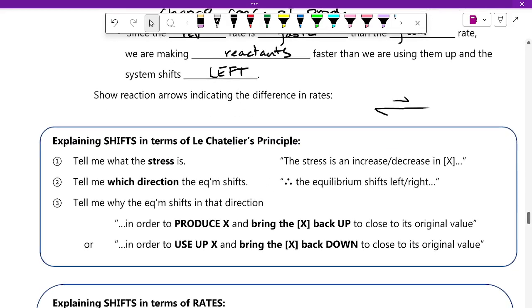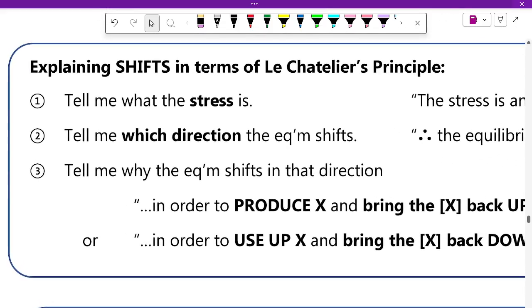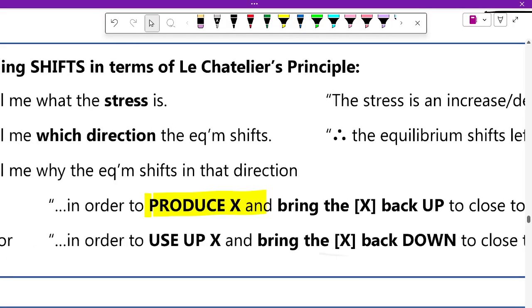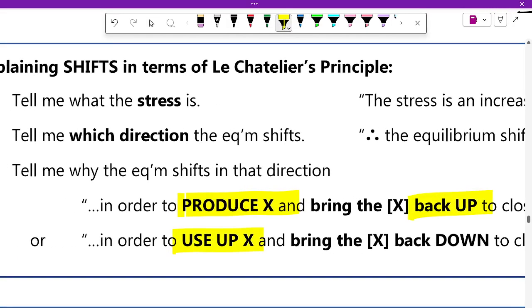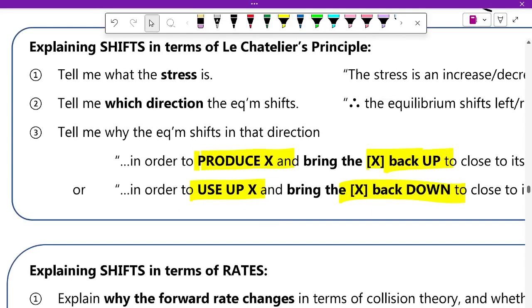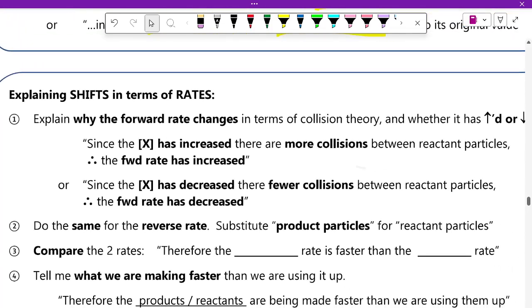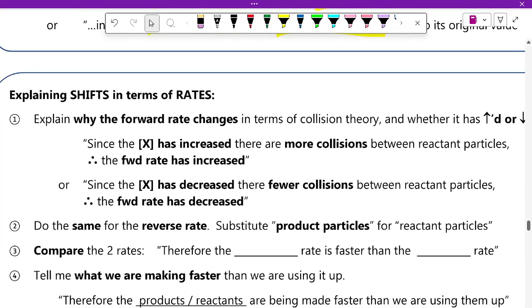Here is a summary. When you're answering the questions in the exercises, number 1, I should say what the stress is. Number 2, I should say which direction the equilibrium shifts. And number 3, I should say why it shifts that way, in order to either produce something to bring it back up or to use up something to bring it back down. All right, and that takes care of Le Chatelier, explaining in terms of rates. Explain why the forward rate changes or doesn't change, right?